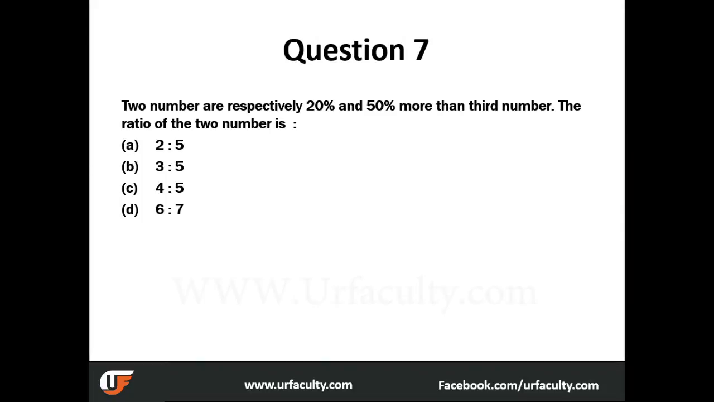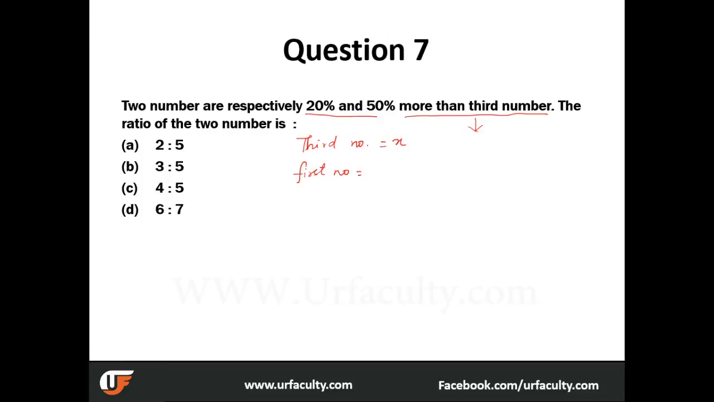Moving on to next question. Two numbers are respectively 20% and 50% more than the third number. The ratio of the two numbers is? So here they are saying there are two numbers, and they are more than the third number. They have made the problem very simple. There is a quantity based on which these two numbers are. So let's assume that the third number is equal to x.